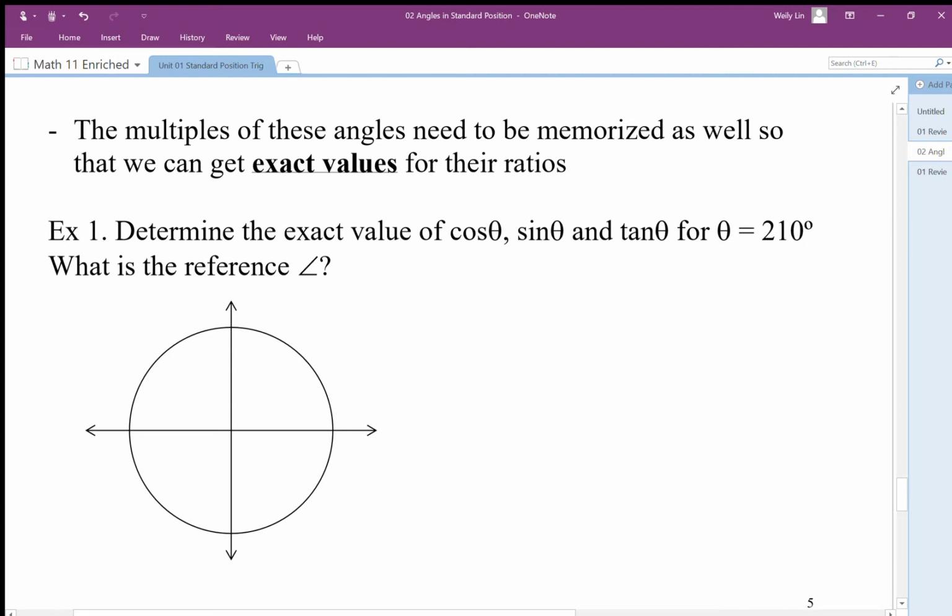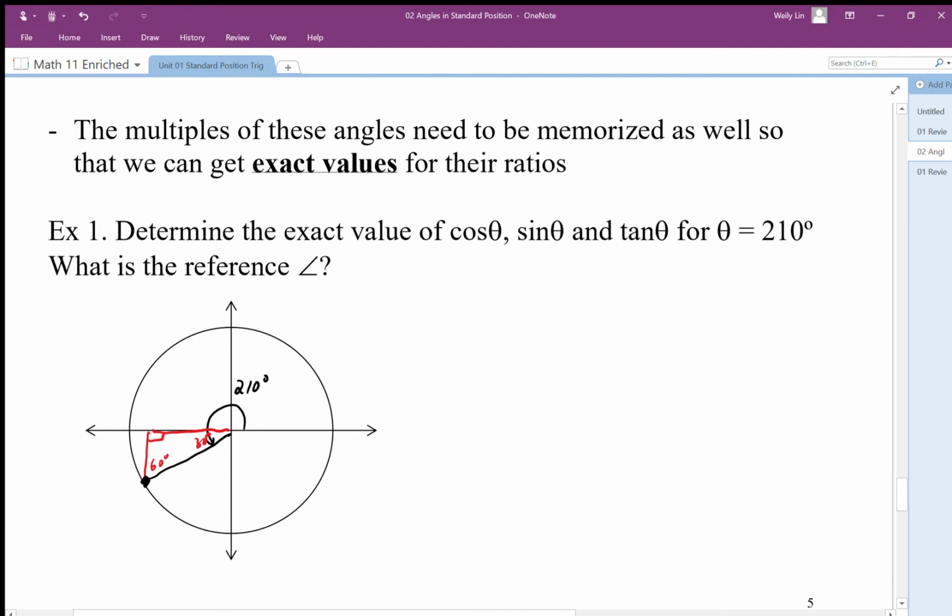So for example, here's 210. If I draw 210, it is in this position right here. There's 210 degrees in standard position. Now the triangle that's associated with this happens to be a special angle, because the reference angle here is 30 degrees. That's 90 degrees, so this makes it a 30, 60, 90 triangle.